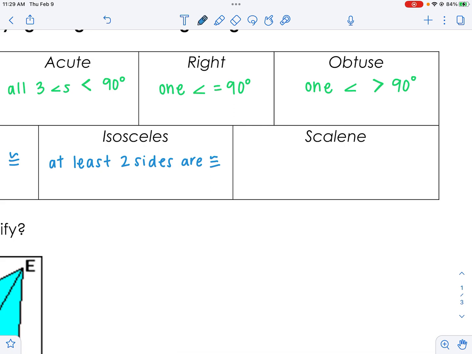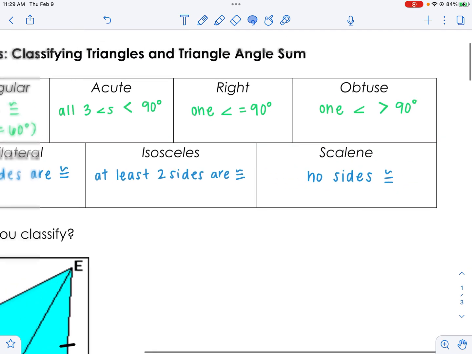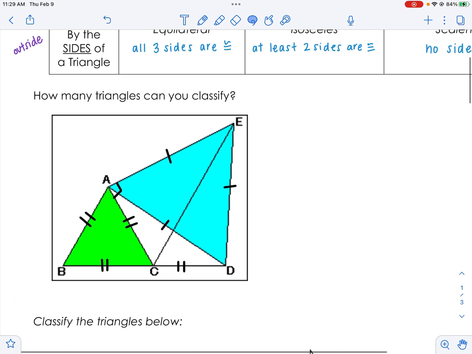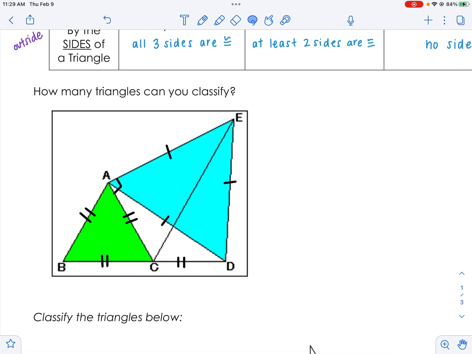So scalene, you could probably guess, is whenever there are no sides congruent. So that'd be like 3, 4, 5, or 6, 8, 10. If all of your numbers are different, that's scalene. So if I take a look at this picture, we have a lot of triangles in here. What I want to know is how many can you classify?